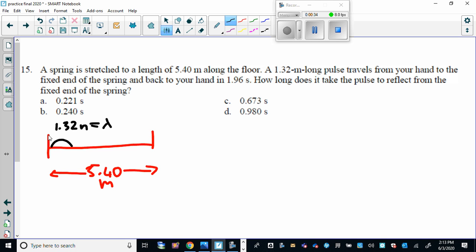So it goes here and then back. And the time that it takes to do that is 1.96 seconds. How long does it take the pulse to reflect from the fixed end of the spring?